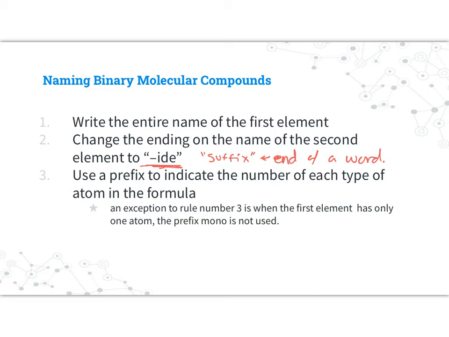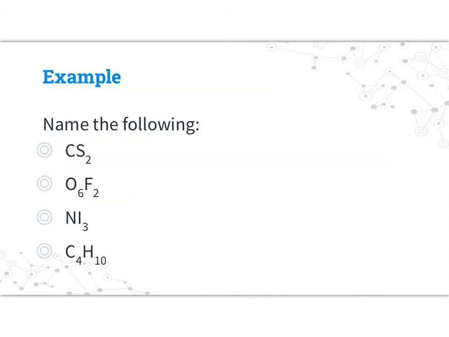Chlorine becomes chloride. Again, do it in a way that makes sense, makes it easy to say. And then we're going to use prefixes. We're going to put prefixes at the beginning of each to indicate the number of each type of atom. There is an exception to this rule, and that is when the first element only has 1 atom. We do not include mono.